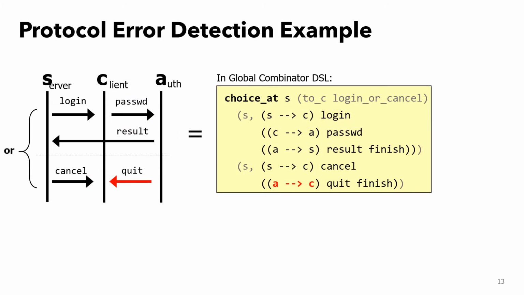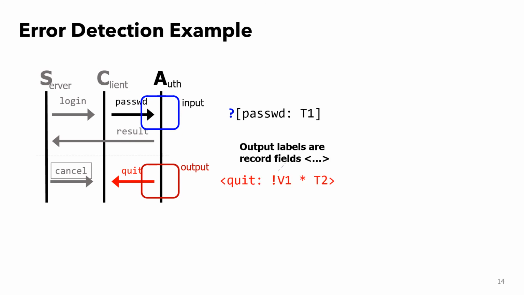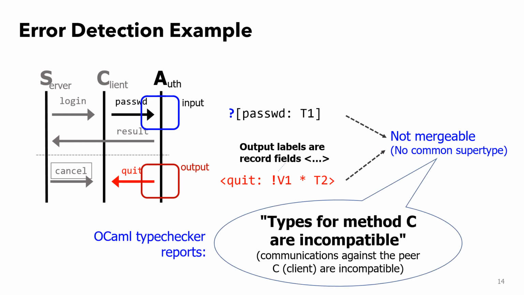Now let's see what will happen if we made a mistake, for example, changing the direction of the A to C interaction. The upper part is the input of the password encoded as a variant type. The lower part is an output of quit encoded as a record type denoted by an angle bracket. These two types have no common supertype, hence these types are not mergeable. The OCaml type checker shows a type error reporting that this protocol is not well-formed. In this case, it says communication against the client are incompatible.